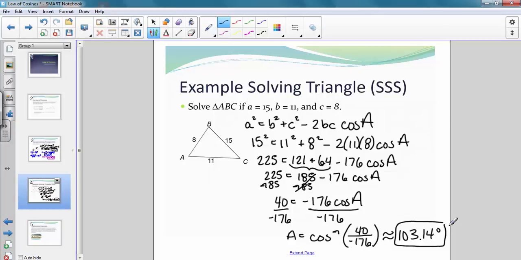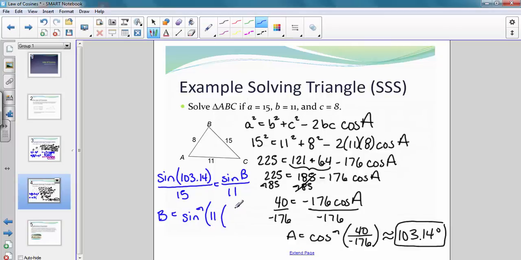So again, we can now use the law of cosines, or we can use the law of sines. And to save some room, I'm going to use the law of sines. So we have the sine of angle A, which we just found, 103.14, over the length of A, which is 15, equals the sine of B over the length of B, which is 11. Solving for B, I'm going to get the sine inverse of 11 times the sine of A over 15. Putting this into my calculator, I get B is approximately 45.57 degrees.